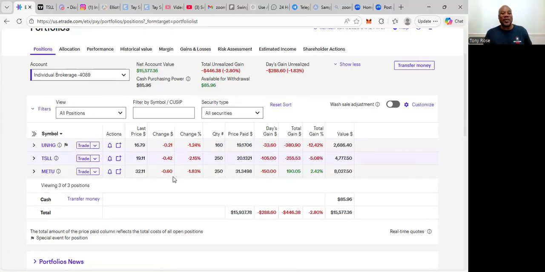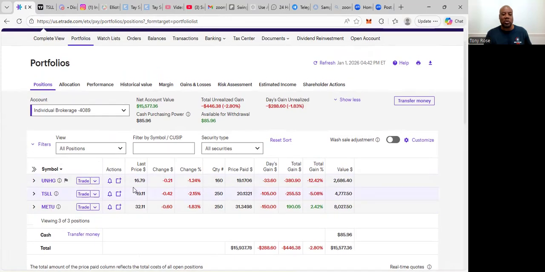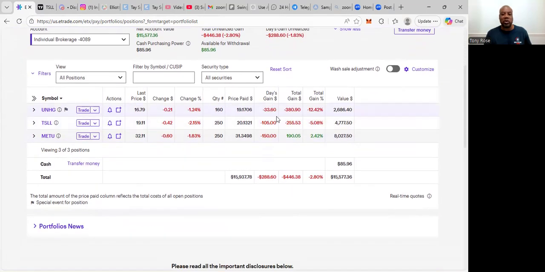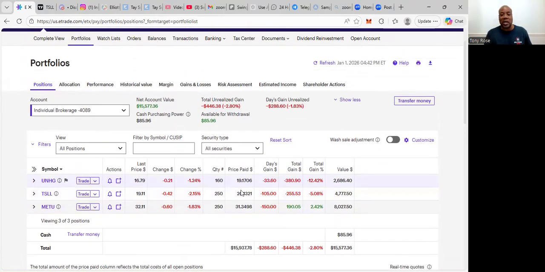But once again, day to day, I'll just go in here and I'll be like, hey, this is what UNH did. UNH is down $33.60. Tesla's down 105. MetLife is down $150. And then we'll just go through it and I'll just be tracking day to day, day to day.